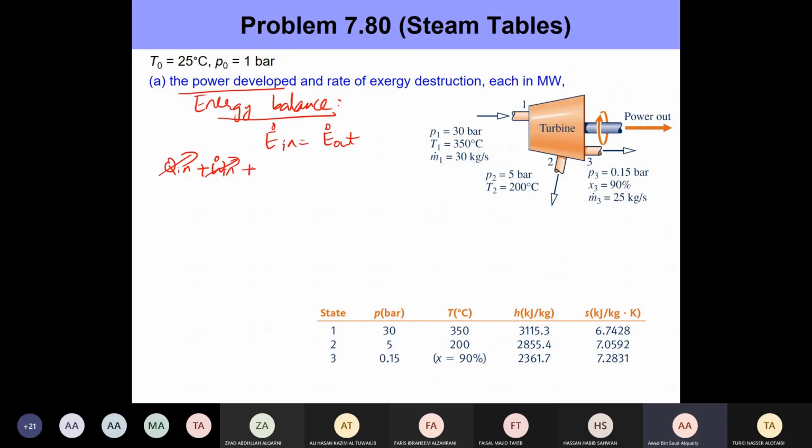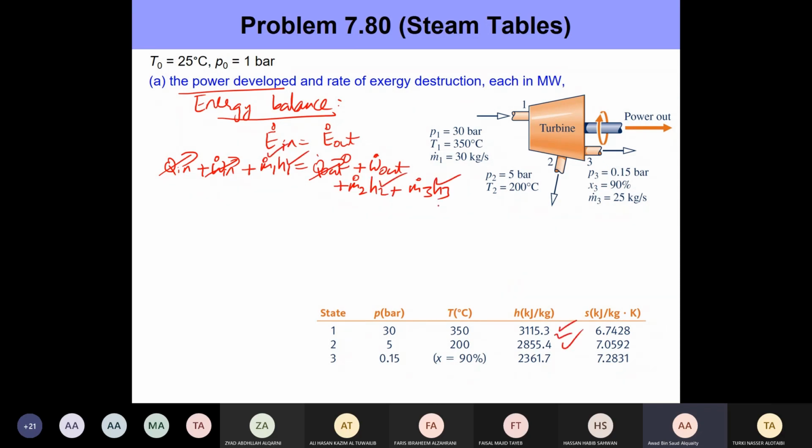Apart from heat and work, it can come in through the mass, right? So what's coming in is simply, it's coming in at state 1, so m dot 1 h1. This is all the energy that's coming in. Now energy that's going out, well, there's absolutely no Q dot out. We said heat losses are 0. There is some amount of work being done. That's the work output, which is what we need to determine, plus m dot 2 h2 plus m dot 3 h3. Okay, we have h1, h2, h3 given here.